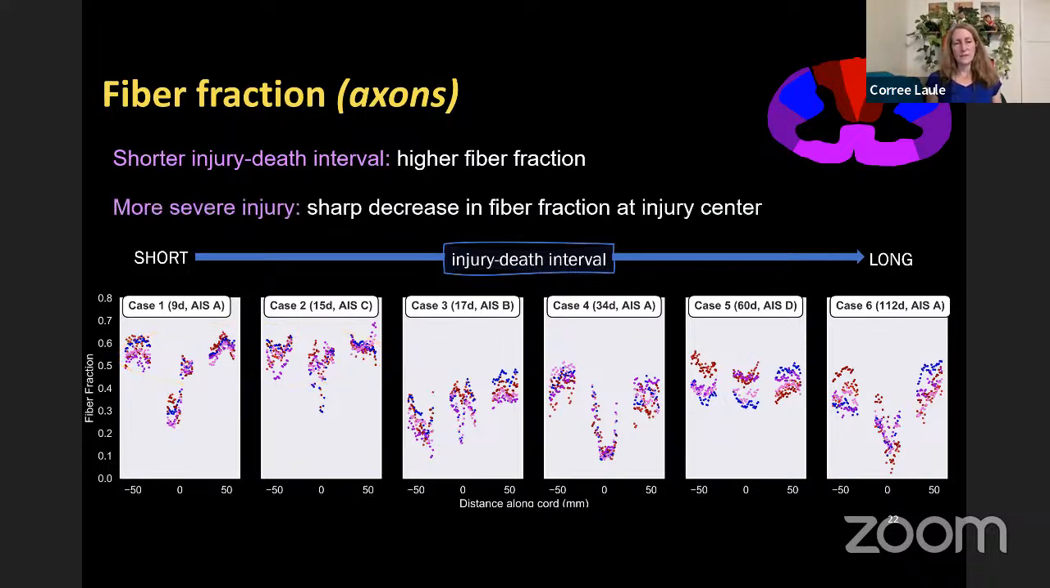The other interesting thing that we see is that there's a sharper decrease in fiber fraction at the injury epicenter for the people that had the more severe injury. Spinal cord injury has this way of grading how severe the injury is clinically based on motor function. And the most severe injury is called grade A, which is the ones that I've circled here. And you can see for those cases, there's a very sharp decrease at the injury epicenter where the tissue is essentially totally destroyed. And that correlates to how these people were clinically while they were still alive.